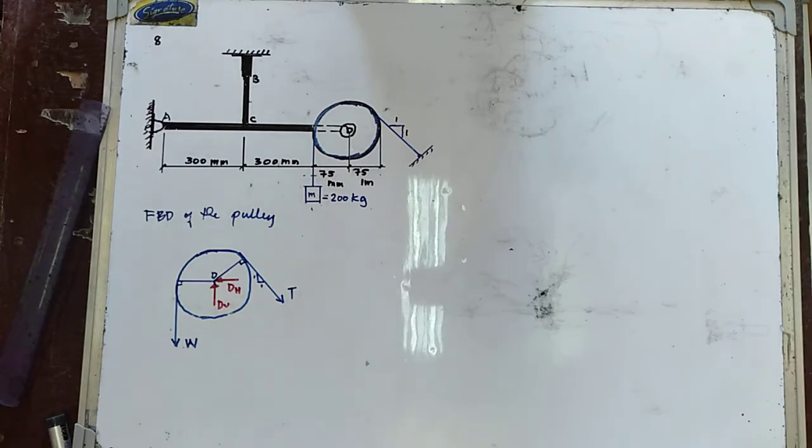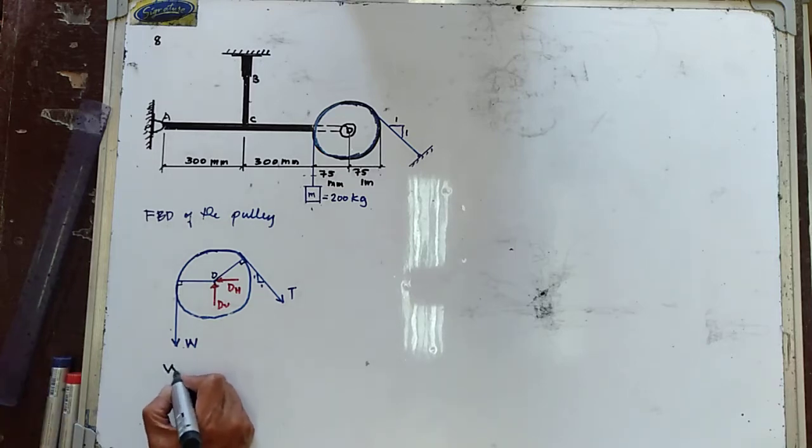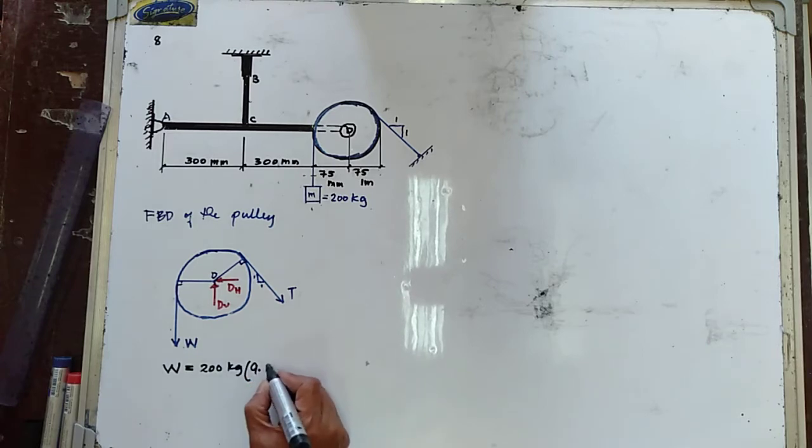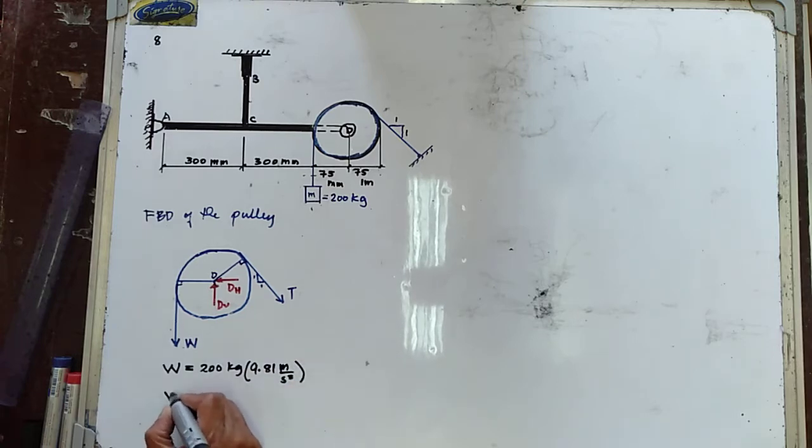Now, first, let us try to determine weight W. Your weight in here is now equal to the mass, which is equal to 200 kilograms, multiplied by 9.81 meters per second squared. So the weight is now equal to 1962 kilogram meter per second squared, or that one is in Newton.